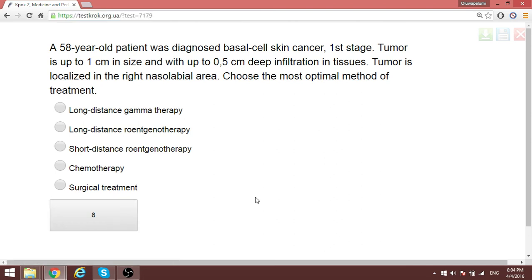Patient has skin cancer, first stage, 0.5 centimeter deep in tissue. The tumor is localized in the right nasolabial region. See the region, a very dangerous zone. And for its first stage, what do you want to do?